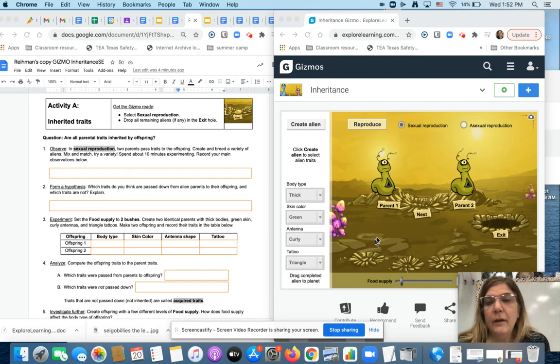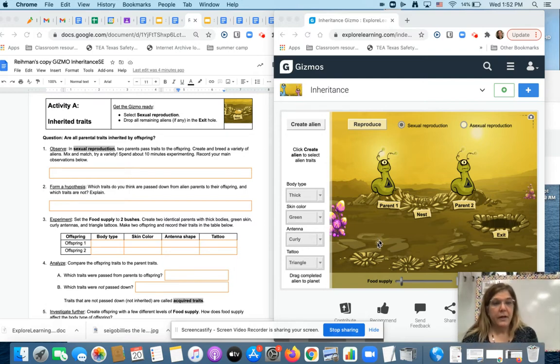All right, students, I'm just going to go through a few of these activities with you ahead of time, so that if you're absent, you can get that feedback if you need it. I am starting down here at activity A on our inheritance gizmo, down where we have the experiment.